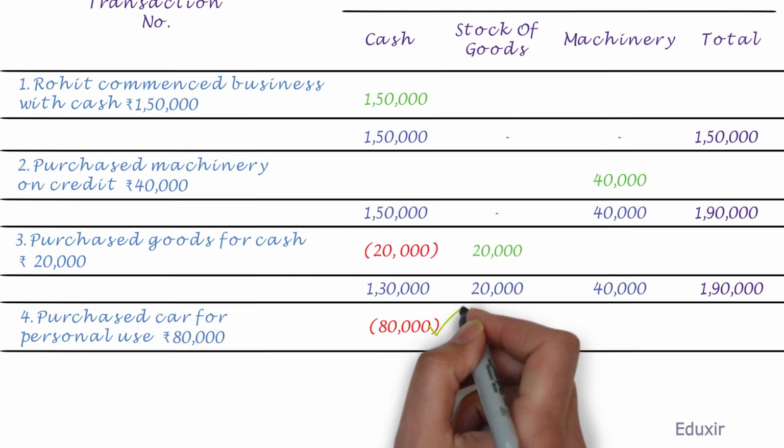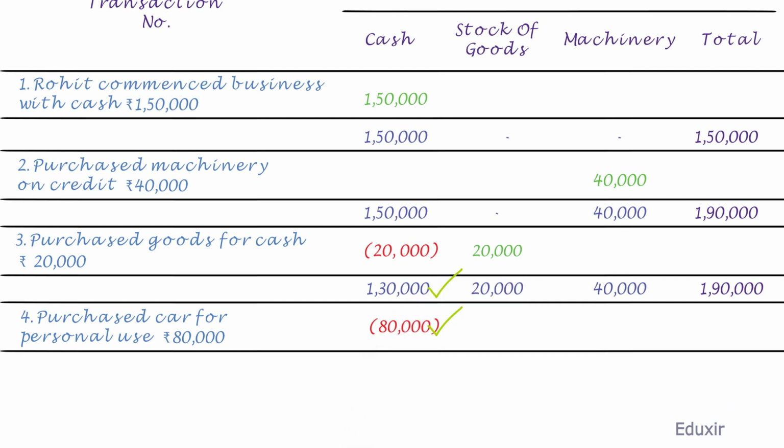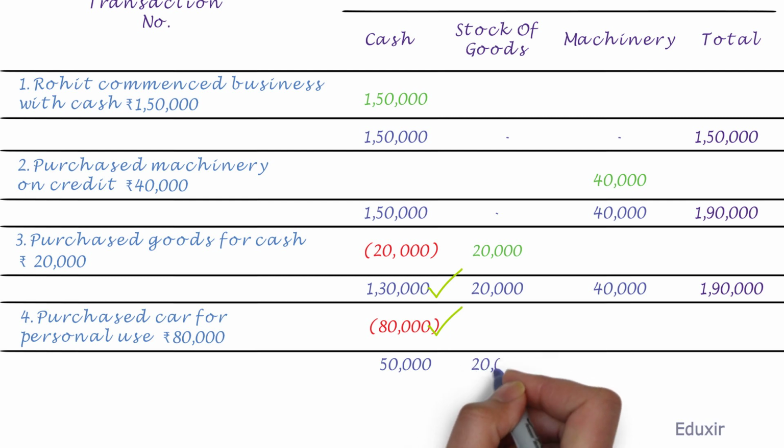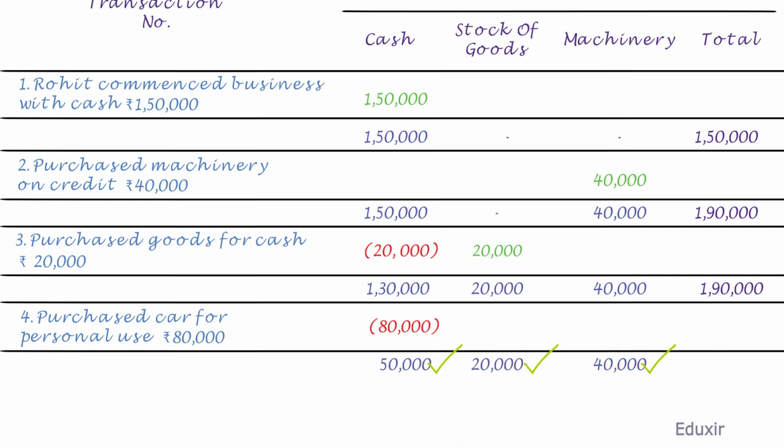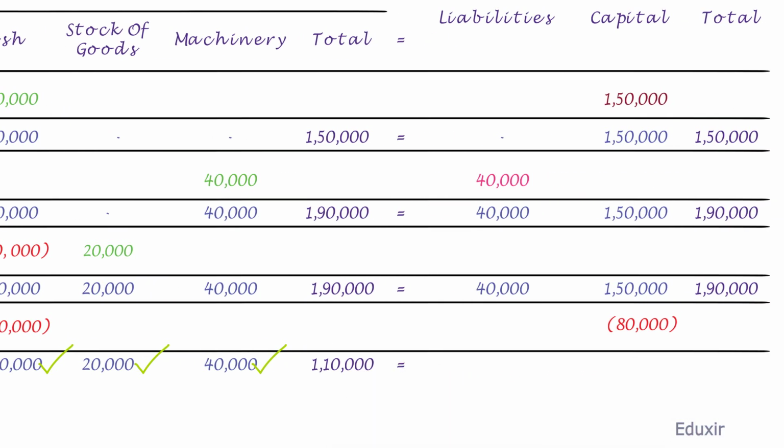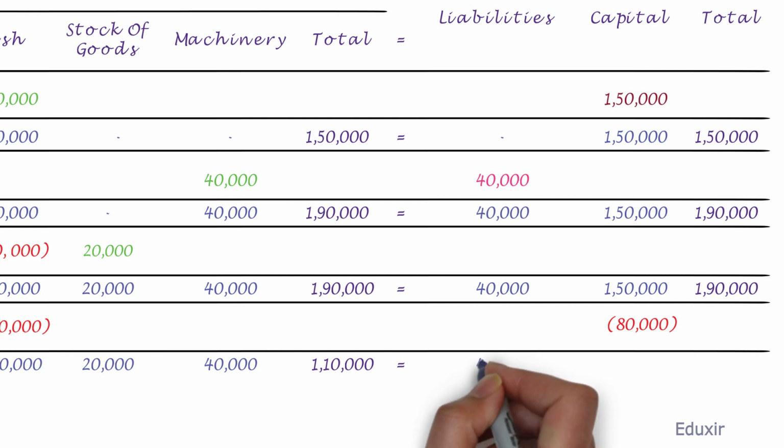Subtracting 80,000 from 1,30,000, the business now has 50,000 worth of cash. There is no change in the stock of goods and it remains as 20,000. There is no change in the machinery and it remains as 40,000. The total of all the assets would be 1,10,000 rupees. On the other side, there is no change in the liabilities and it remains as 40,000 rupees.